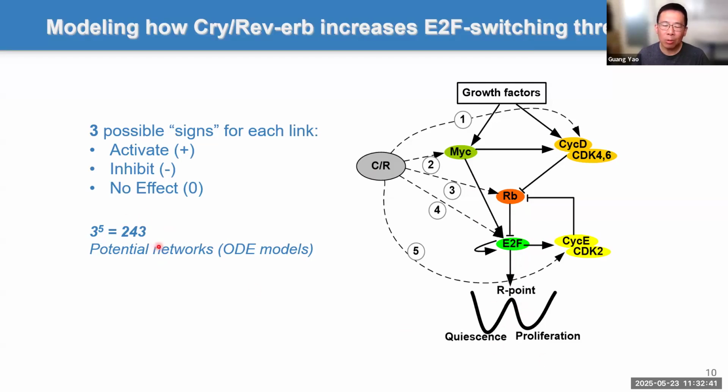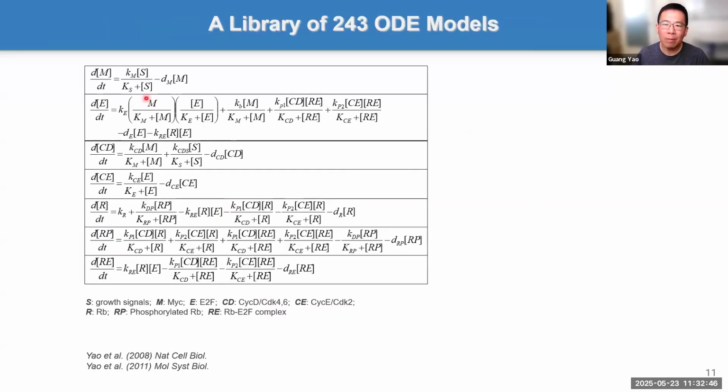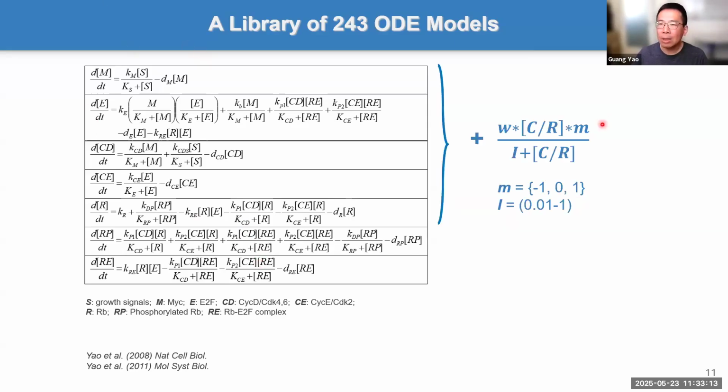So that means we need to generate over 200 ODE models. The good thing is, in my earlier work, through many years of work and verification, we have a core ODE module that we know performed reasonably well for the RB-E2F bistable switch. But how can we make it incorporate all these potential regulations from Cry and RIV-ERB? We just add one term to any of these 5 modules.